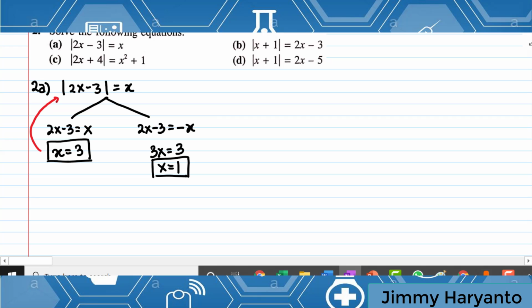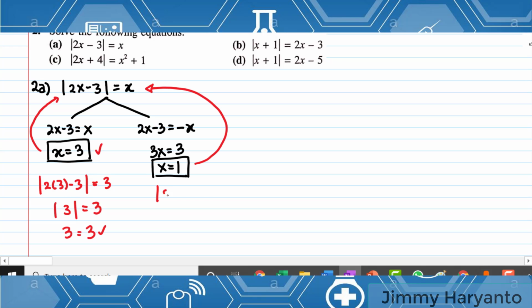So we have to check 3. 2 times 3 minus 3 equals 3. The result is 3 equals 3. Absolute value of 3 is 3. Yeah, it's the same, so this is the solution. How about x equals 1? Absolute value of 2 in the bracket 1 minus 3 equals 1, so it's negative 1 in absolute value equals 1 and 1, also correct. So the solution set is 1 and 3. There you go for number 2a.